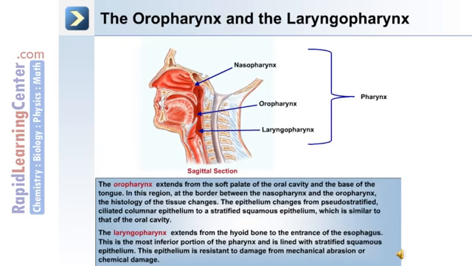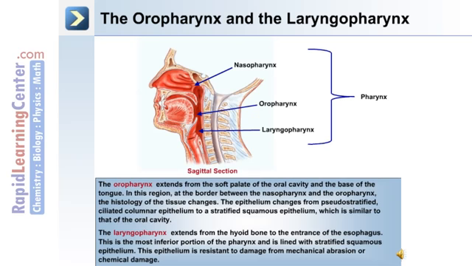The oral pharynx extends from the soft palate of the oral cavity and the base of the tongue. In this region, at the border between the nasal pharynx and the oral pharynx, the histology of the tissue changes. The epithelium changes from pseudostratified ciliated columnar epithelium to a stratified squamous epithelium, which is similar to that of the oral cavity.